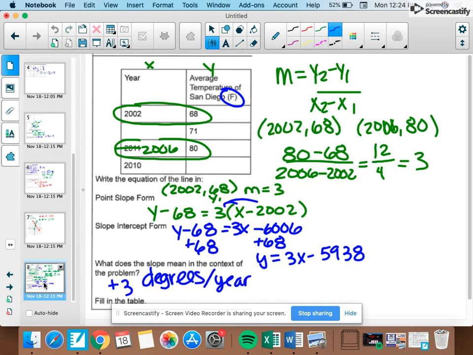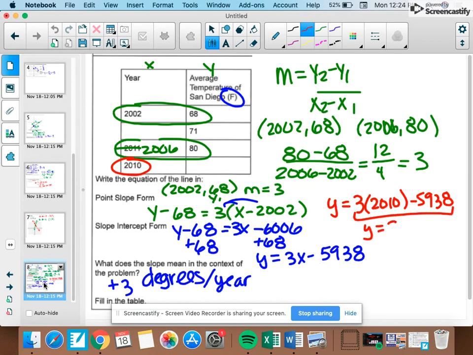Then it wants me to fill in the table. So the first thing I'm going to do is do the 2010 because that's my x, so that's going to be the easiest one to plug in. So just where the x is, I'm going to plug in 2010 and then times that by 3 and subtract the 5,938, and that's going to give us 92.